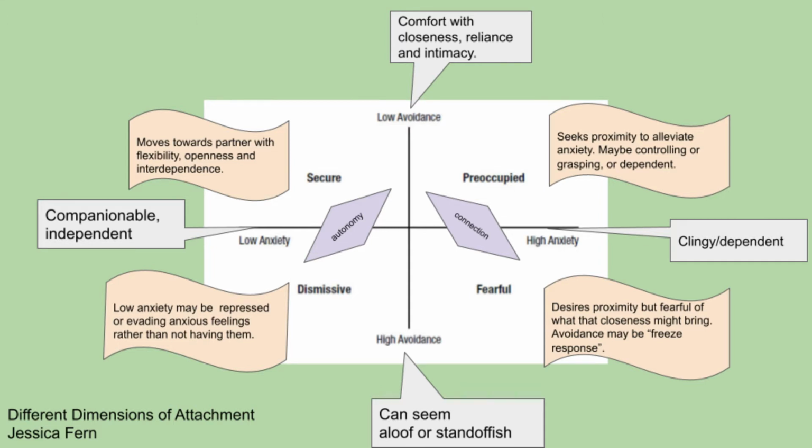And finally, the secure quadrant, we have low avoidance and low anxiety. This person is able to move toward their partner with flexibility, openness, and interdependence. And with the low avoidance, we have comfort with closeness, resilience, and intimacy.